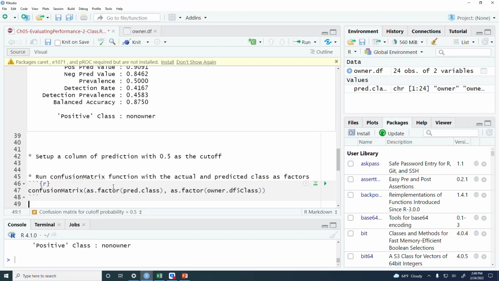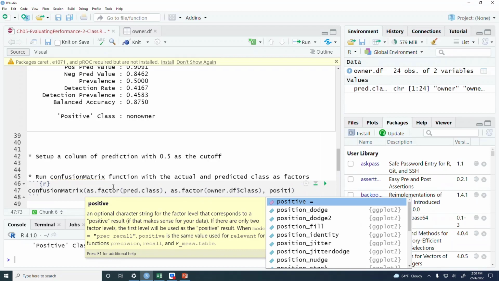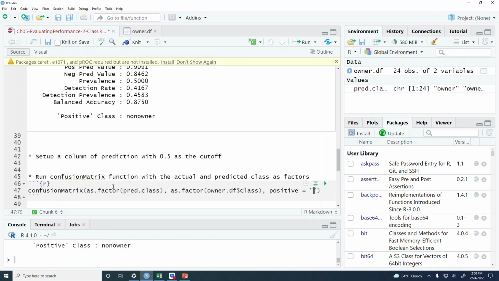Positive is the parameter. So positive, okay. Of course you need to spell this correctly.